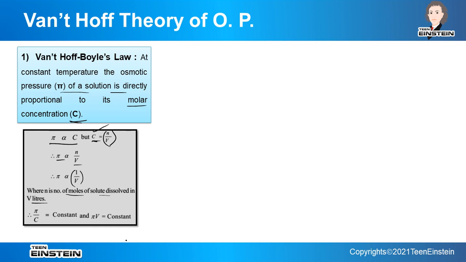Okay, so from this what we are getting, PV equal to constant, that we say for gas laws, but now it is pi V equal to constant. So it is the analog of PV equal to constant. Or you can say that pi by C is equal to constant, because with concentration pi is directly proportional, but with V it is inversely proportional. That is why pi into V is constant. So this is Van't Hoff's Boyle's law, that is a combination of Boyle's law and Van't Hoff's law.